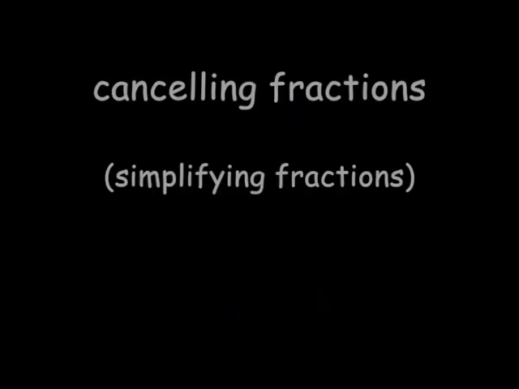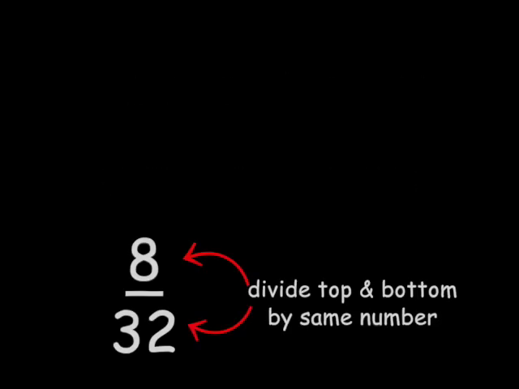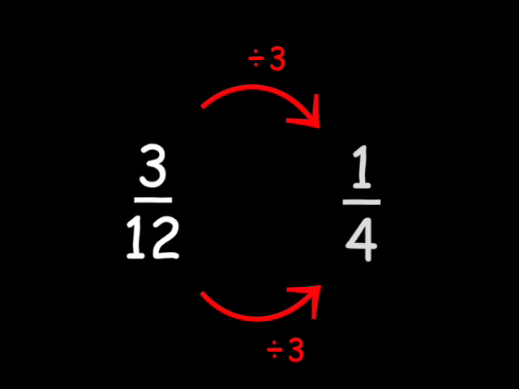Exactly the same logic can be used for cancelling fractions, sometimes called simplifying. To simplify fractions in this way makes them much easier to deal with. In this case, you divide top and bottom of a fraction by the same number until you can go no further. For example, the fraction 3/12 can be simplified to 1/4 just by dividing top and bottom by 3.